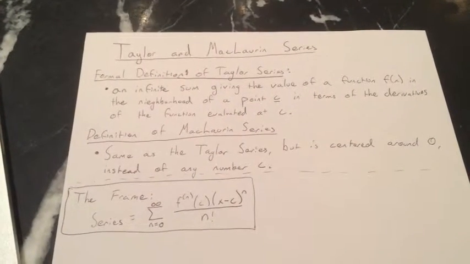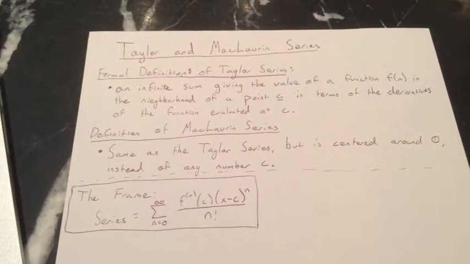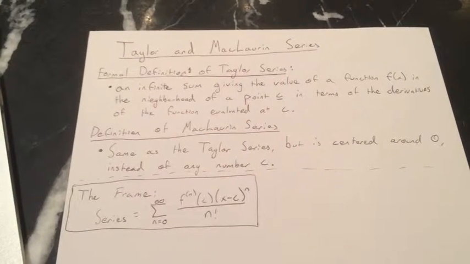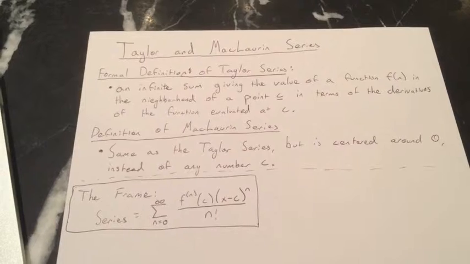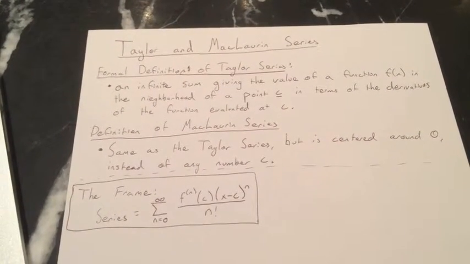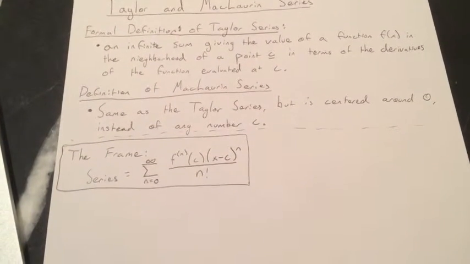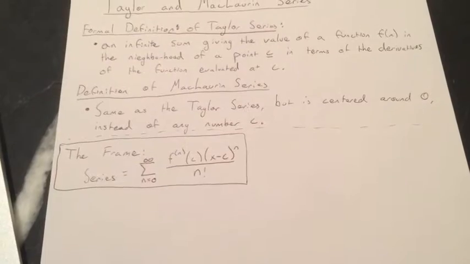So today me and Alex are going to be teaching you about the Taylor and Maclaurin series. The formal definition of a Taylor series is an infinite sum giving the value of a function f of x in the neighborhood of a point c in terms of the derivatives of the function evaluated at c. And the definition of a Maclaurin series is the same thing as a Taylor series, but instead c will equal 0, so it would be centered around 0.